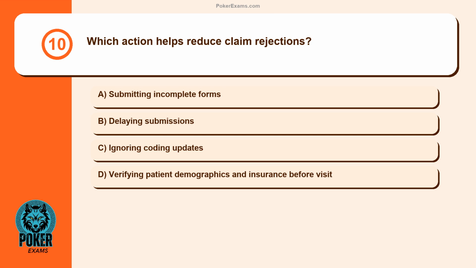Question 10. Which action helps reduce claim rejections? Submitting incomplete forms, delaying submissions, ignoring coding updates, verifying patient demographics and insurance before visit.